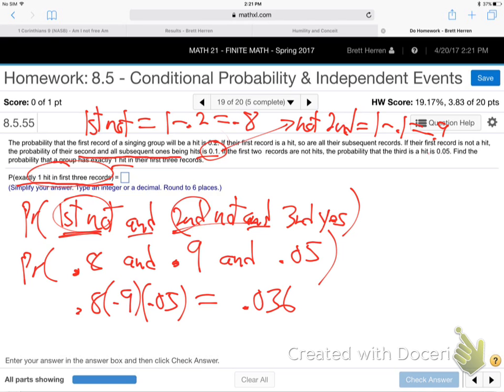Yeah, that looks good to me. The first two records are not hits. The probability that the third is a hit is 0.05. Yeah, that's what we want. So 0.036. Hit final check and see what answer it spits out.